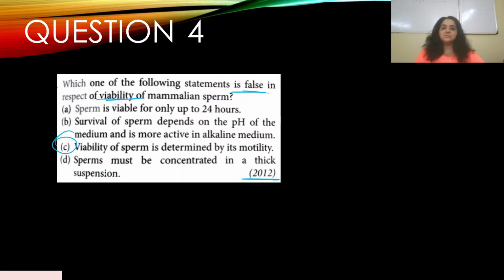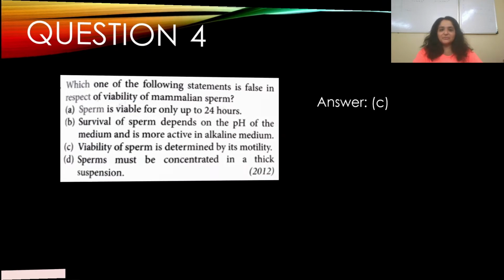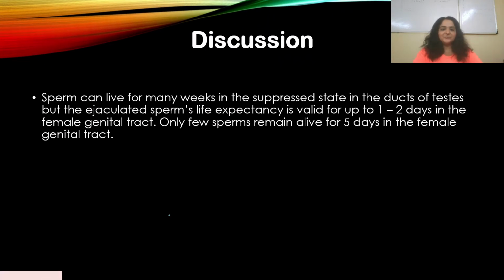And of course, D, sperms must be concentrated in a thick suspension. If the semen is diluted, the sperms don't survive for long. They start aging, and eventually die. Okay, so which is false? C is false. Answer is C. Now, this is a very good question. It required a lot of research with respect to understanding the viability of a sperm. So yeah, this deserved a smiley face because it was more of an application type of question. You had to really put your mind into this.